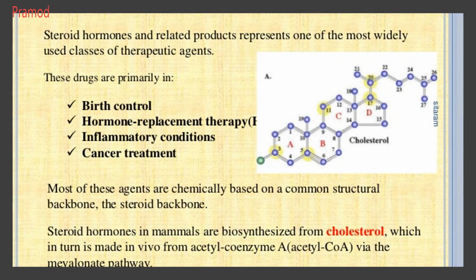It's a 27 carbon molecule. Most of these agents are chemically based on a common structural backbone, the steroidal backbone. The steroidal hormones in mammals are biosynthesized from cholesterol, which in turn is made in vivo from acetyl-CoA, that is, your HMG-CoA synthesis pathway and mevalonic acid pathway. So this is your introduction to steroidal hormones.